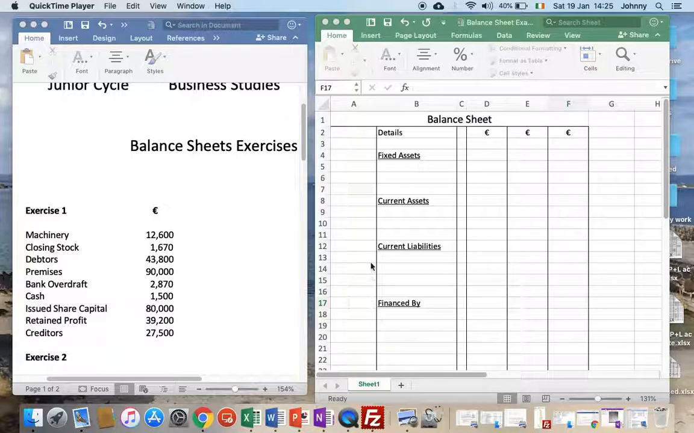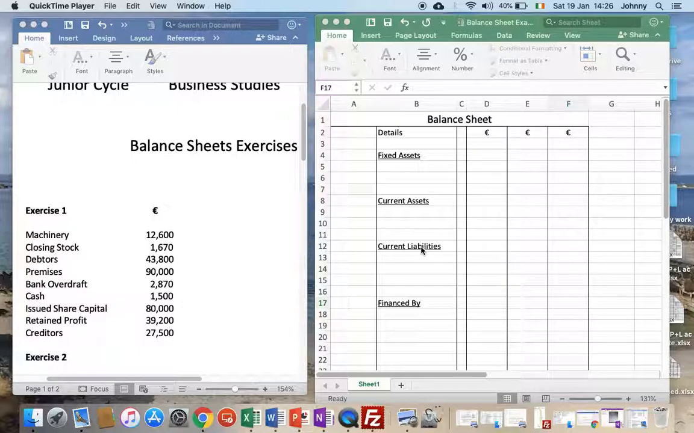So we have four headings that we need to deal with here. The assets are things that we have. Fixed assets are things we have that we are going to use for a long period of time. Current assets are things we have at the moment, and those things will get used up fairly quickly, and then other assets will come along to replace them. So these are things that we have at the moment.